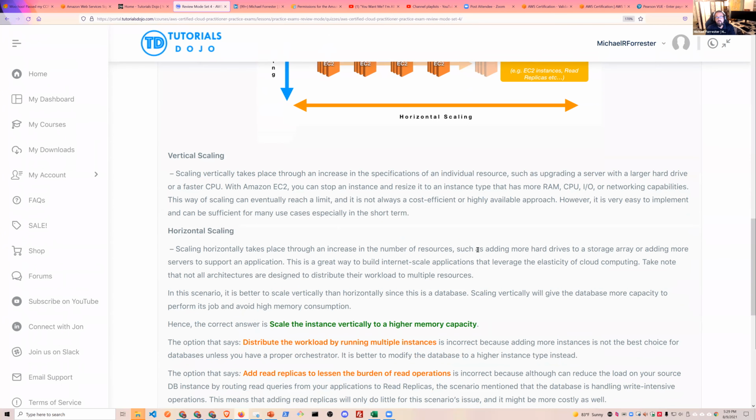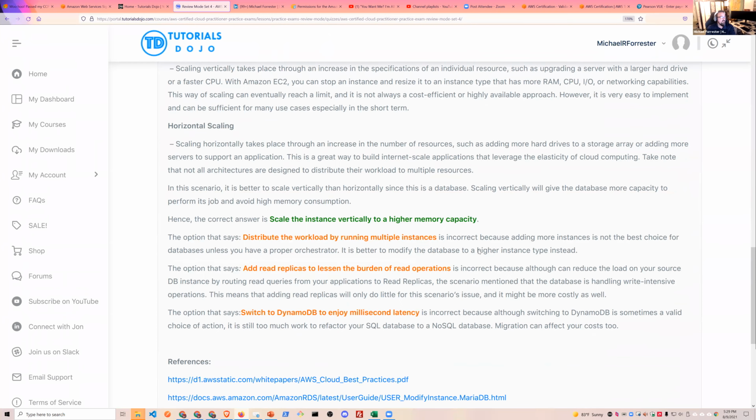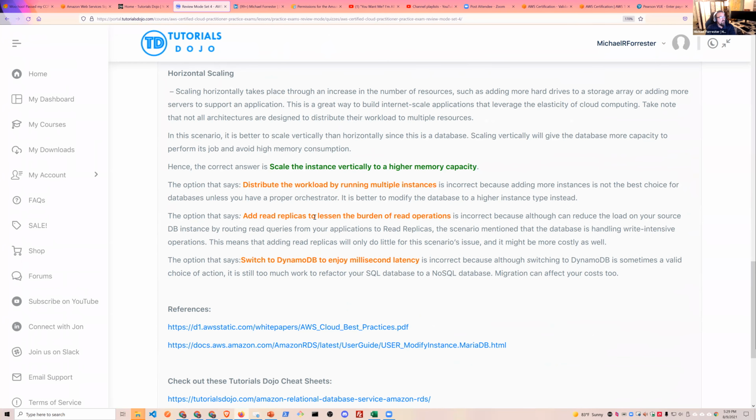So here are some explanations about horizontal versus vertical scaling. Read replicas, by the way, although they can lessen the load on your source by routing read queries, the database was explicitly being overloaded by write-intensive operations. And that's the thing that we need to deal with. And vertical scaling is the only way to do that.